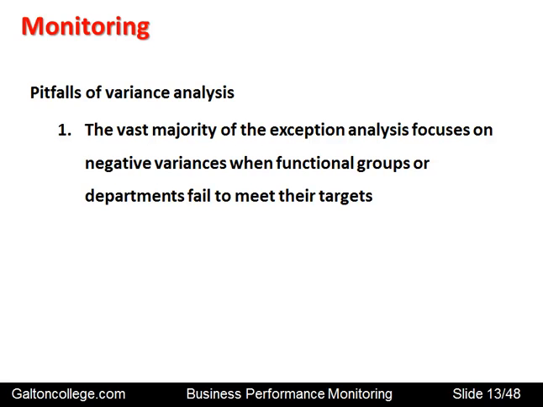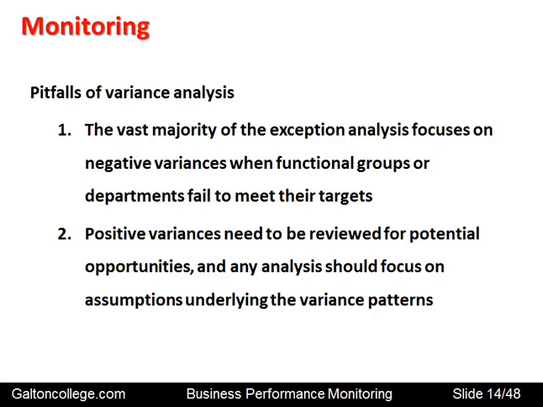The vast majority of the exception analysis focuses on negative variances, when functional groups or departments fail to meet their targets. That's the way we tend to think. We get very worried when we have a negative variance. We expected the budget to be so much and the budget was more. We spent more than we expected. That's a negative variance, and that's a big issue. That calls into play monitoring and close scrutiny to see what happened, why was it over budget. So we tend to pay attention, a lot of attention, to negative variances.